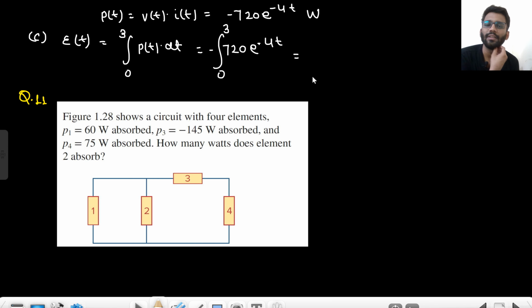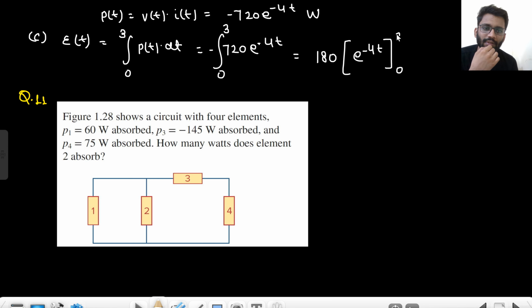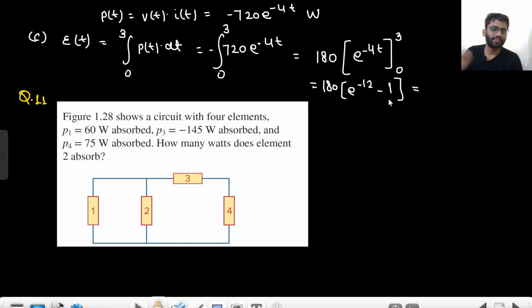So basically it will be 180 e to the power minus 4t, from 0 to 3. Now we will solve it and we will get e to the power minus 12 minus 1. Okay, now this will be our final answer. Basically e to the power minus 12 is a very low value, so it is nearly equal to 0, and the result is nearly minus 180 only. So it is minus 180 joule.